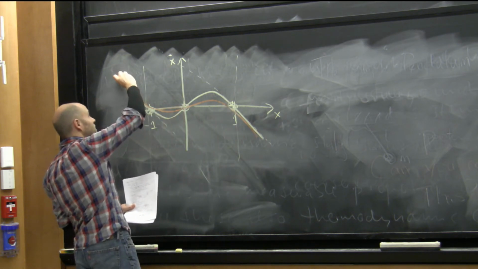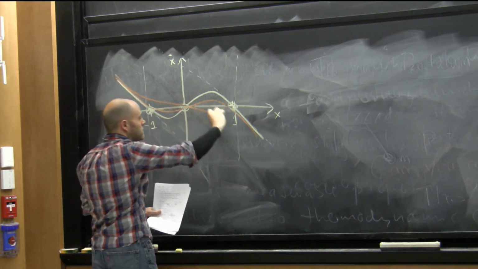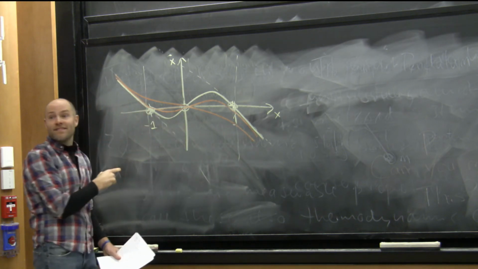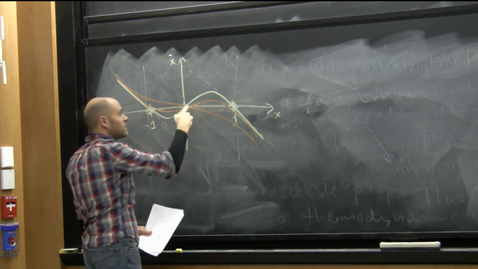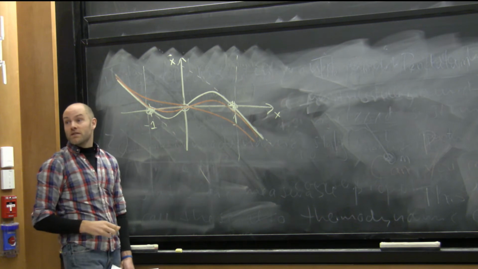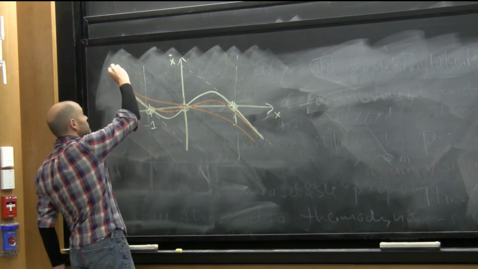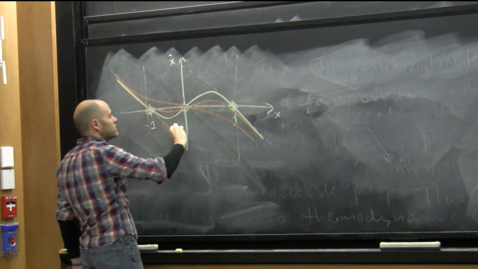I can even get something like this, where I don't have fixed points over here and here, but I've turned it and I have a fixed point only in the middle. I can also have more aggressive parameters that do something more like this.